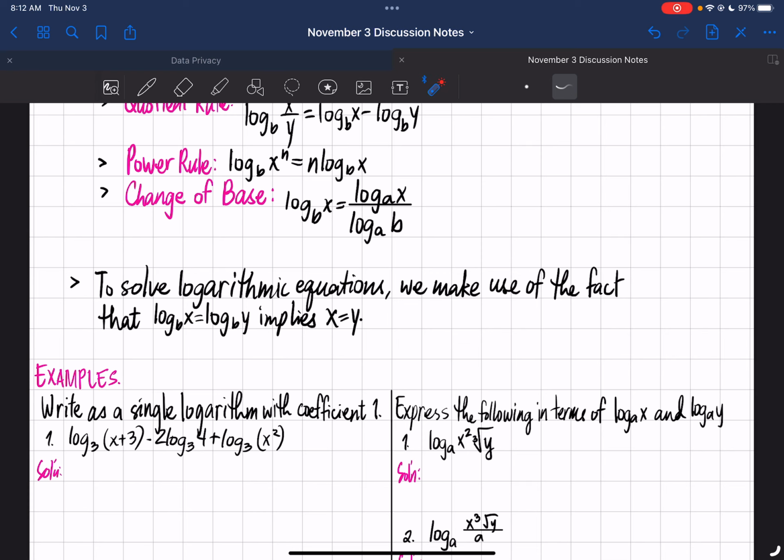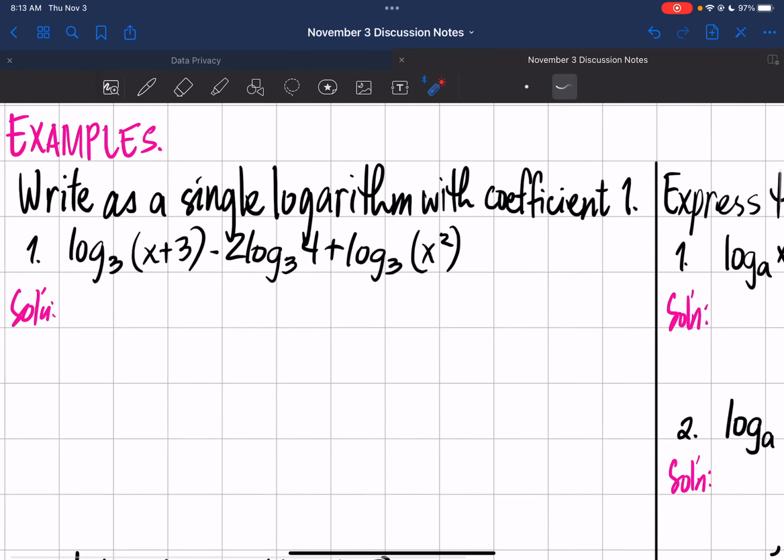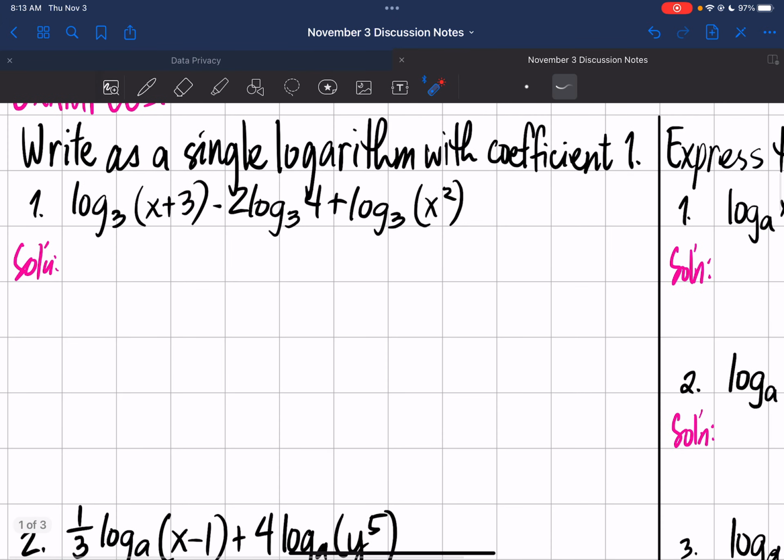So, let's try to answer some examples. First one, ang gagawin daw natin class, isulat natin siya as a single logarithm with coefficient 1. So, number 1, log of x plus 3 base 3 minus 2 log of 4 base 3 plus log of x squared base 3.